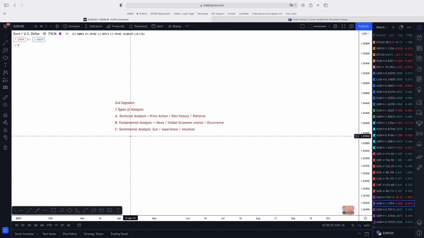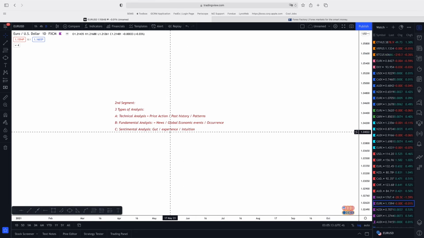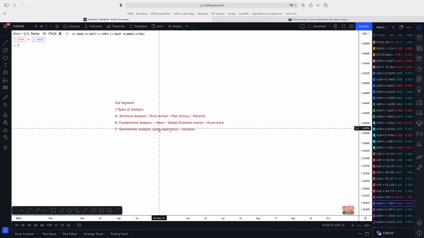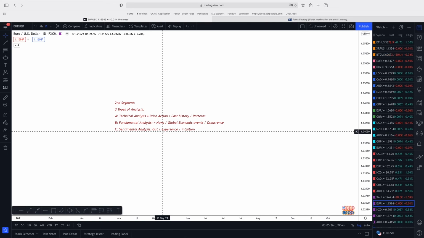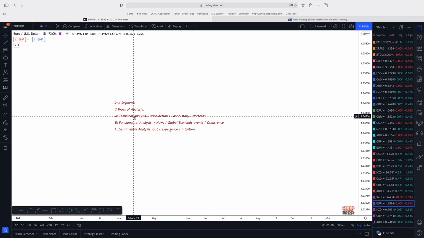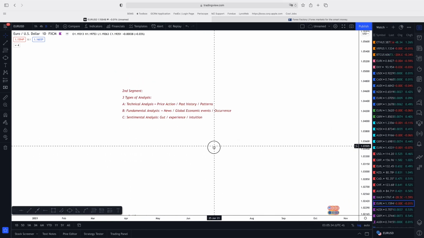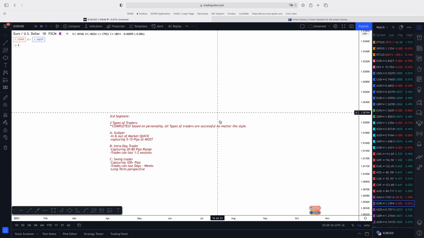Okay, now the third type of analysis is your sentimental analysis, which is how you feel about the trade, essentially your gut instinct, right? Your experience within the market based on what you experienced before and leveraging that experience to make better decisions. And it's essentially your intuition. So there's three types of analysis when it comes down to making a specific trade.